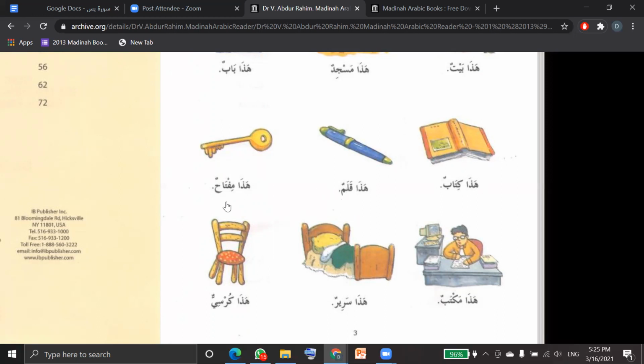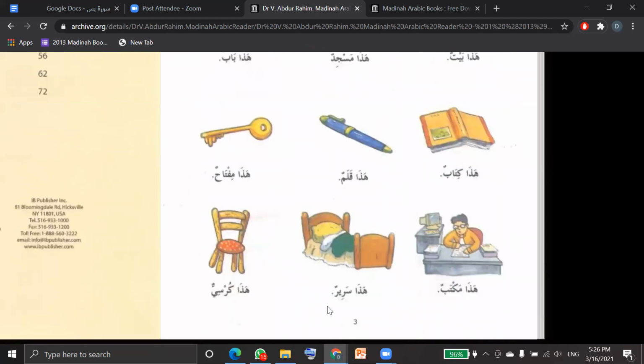Haza miftahun. This is a key. Excellent, excellent. هذا مكتب. This is a desk. Excellent. You can say office or desk. هذا مكتب. This is a desk. هذا سرير. This is a bed. Yes. هذا كرسي. This is a chair. Excellent. So, alhamdulillah, look how easy this is. We just learned the first page of lesson 1. Let's go to the next one.